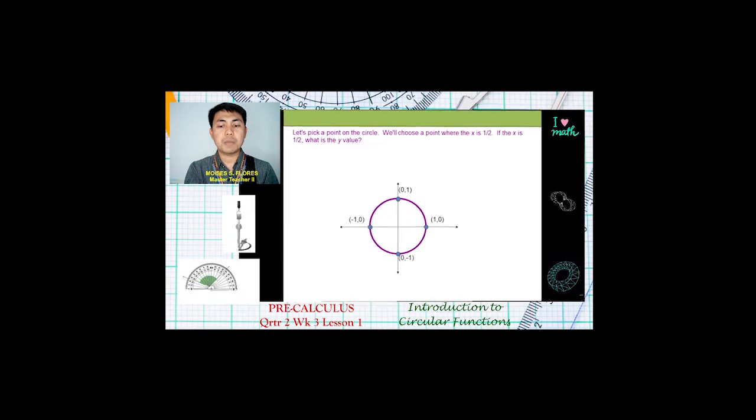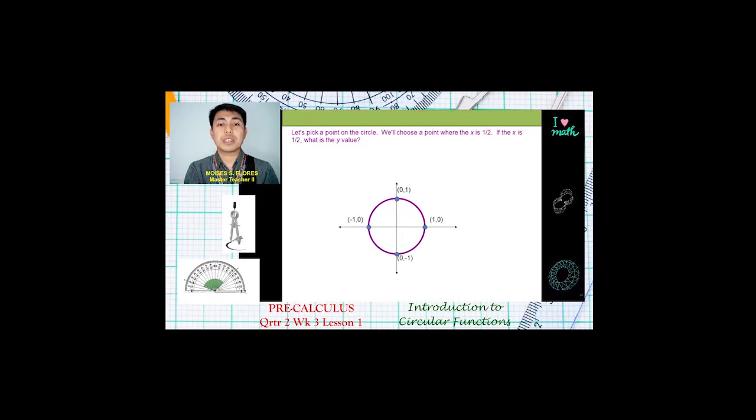Let us pick a point on the circle. We'll choose a point where x is 1/2. If x is 1/2, what will be the value of y? We all know that r is 1 because it is in the unit circle. You can see there are two y values. They can be found by putting 1/2 into the equation for x and solving for y.